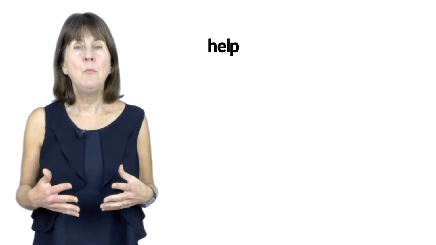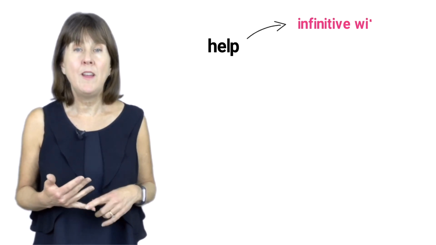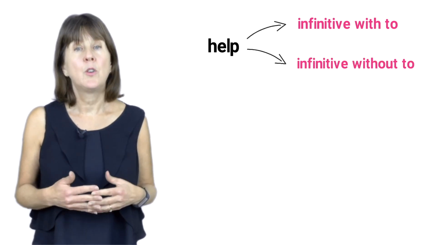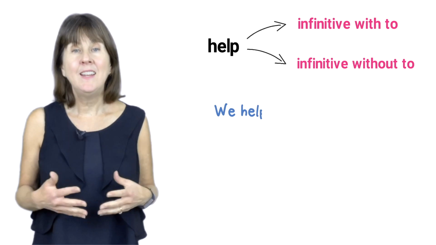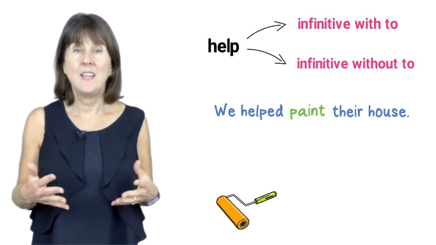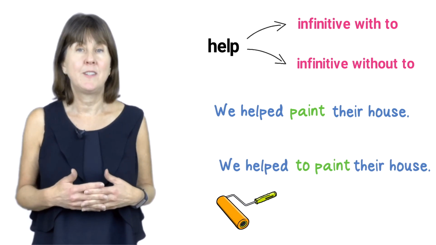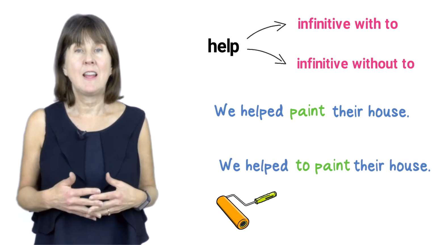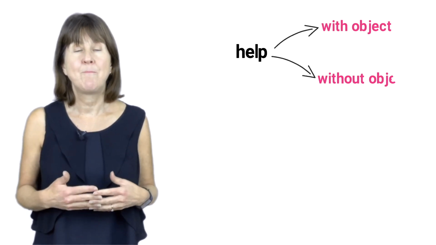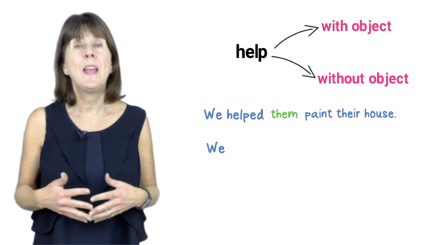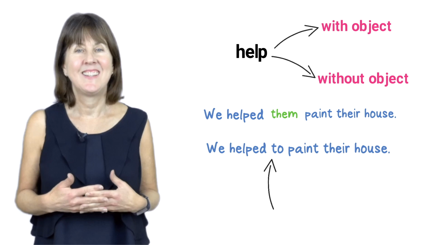Okay, so now let's look at the verb help. Help can be followed by the infinitive with or without to. So, for example, you could say, we helped paint their house. This is the infinitive without to. Or, we helped to paint their house. Both sentences are correct. And you can use help with or without an object. For example, we helped them paint their house, or we helped to paint their house.